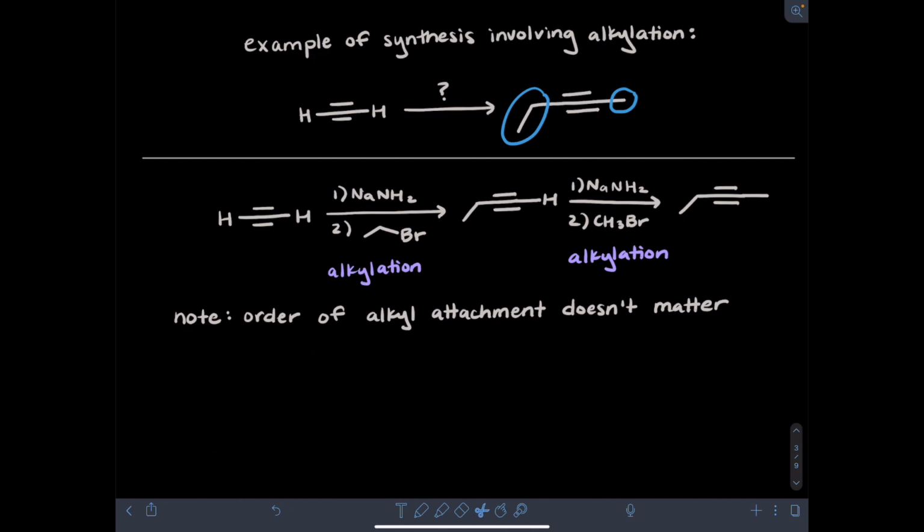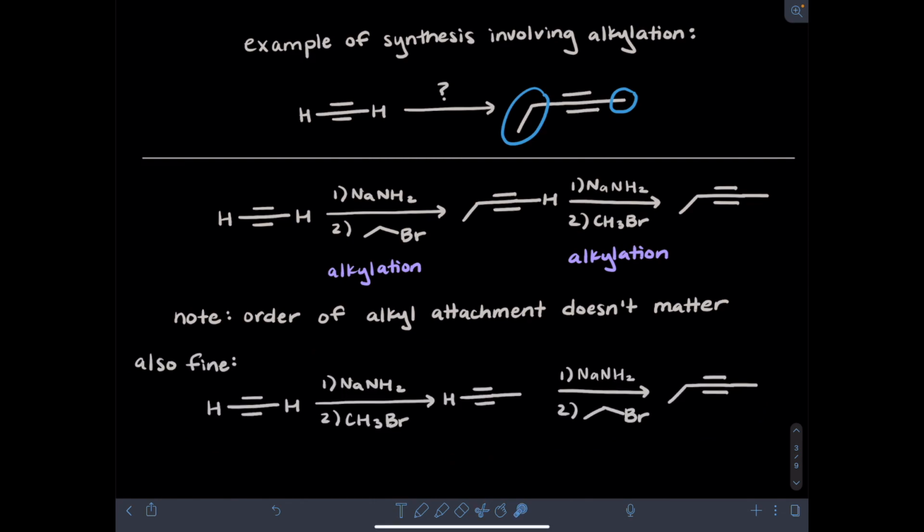Note that in this synthesis sequence shown up above, I have two different alkylations, one with a 2-carbon alkyl halide and the other with a 1-carbon alkyl halide. The order in which I performed these alkylations didn't matter. So it also would have been totally fine to do the alkylation first with the 1-carbon bromomethane to give the following alkyne, and then follow this with the alkylation involving the 2-carbon bromoethane to give the final product.